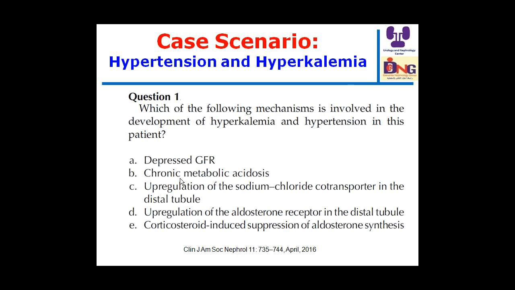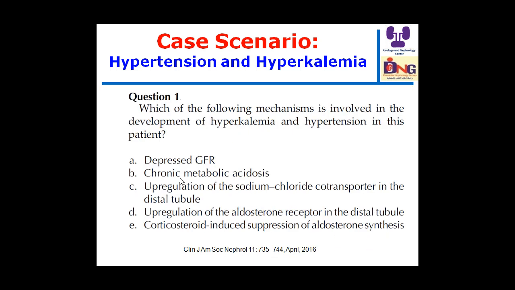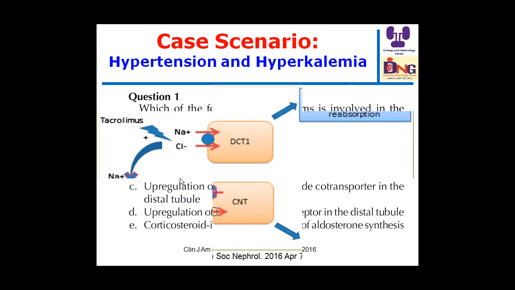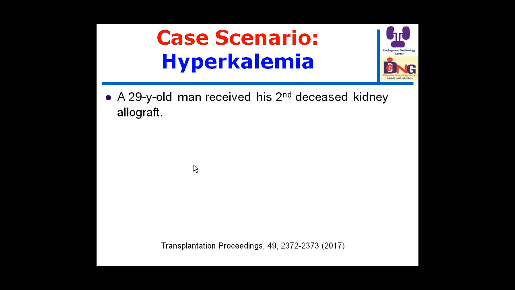So after explaining the molecular mechanism, the best answer is upregulation of sodium chloride cotransporter in the distal tubule. If this is the molecular mechanism, and this is the pathophysiological defect of tacrolimus-induced hyperkalemia, to treat this pathophysiology, which drug should be used? The drug that inhibits the active sodium chloride cotransporter within the distal convoluted tubule will be the best drug, which is thiazide, because this is the site of action of thiazide. Sure? Perfect. Okay. Let us go to the second case.